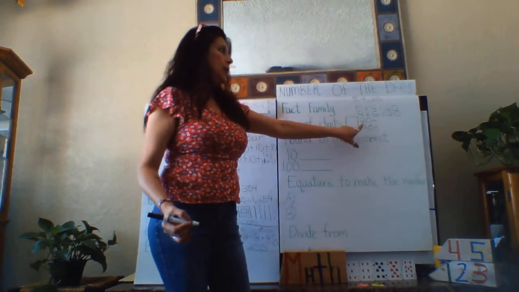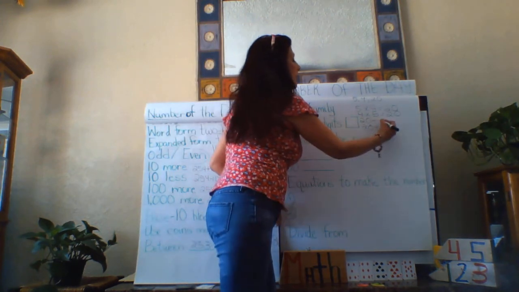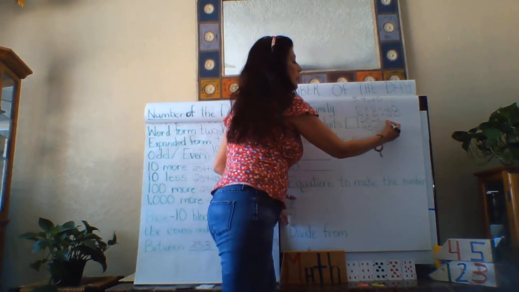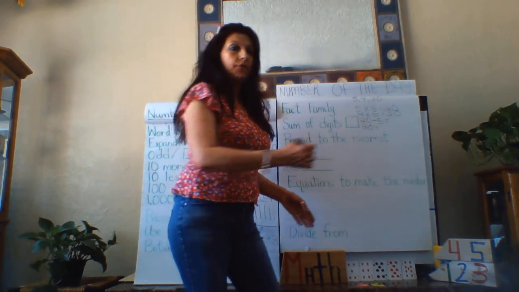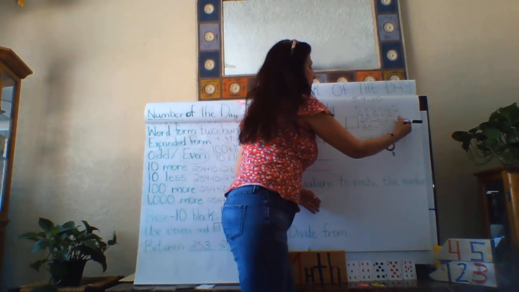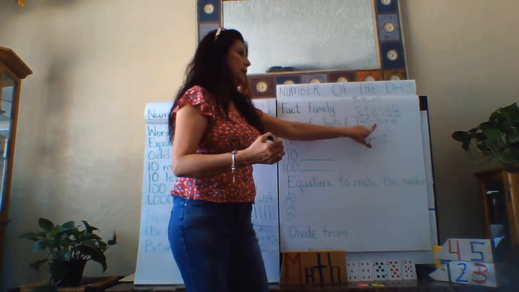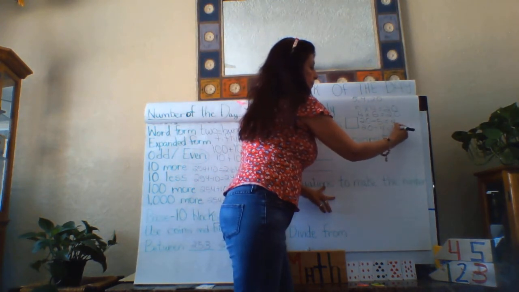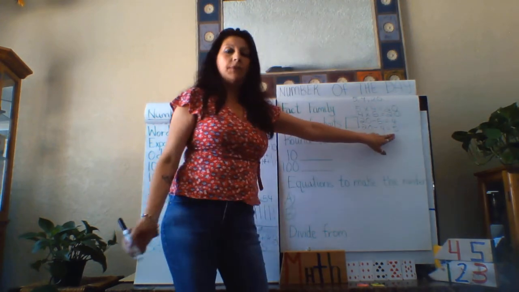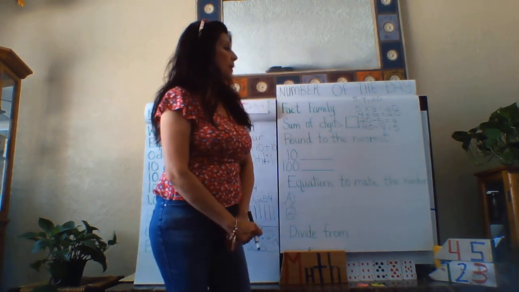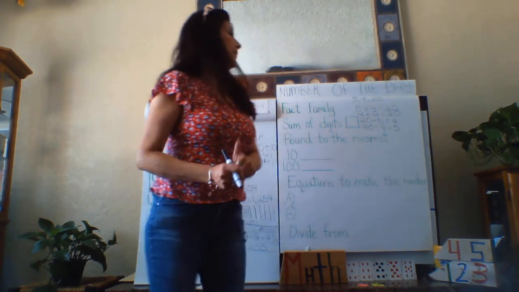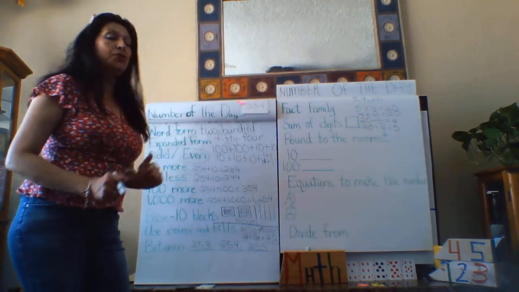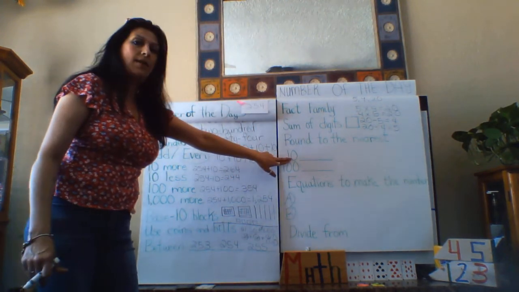And we're going to divide 20 into 5. And that would give us 4. And we're going to divide 20 by 4. And that would give us 5. Okay, awesome. Moving on. Round it to the nearest 10.